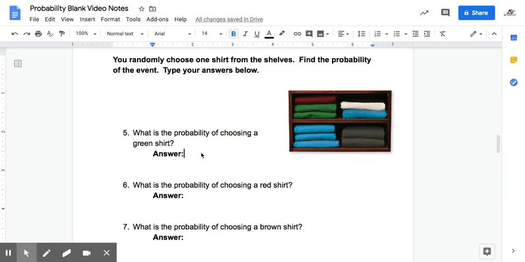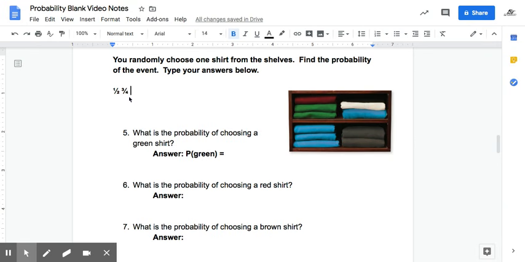So just to use the correct notation, I'm going to write the probability of choosing a green shirt. Now, type in these fractions, boys and girls. There is a way to do it on Google Docs. There's a lot of steps though to write a fraction. So we're just going to write it as, for example, 1/2. If my fraction is 1/2, I would just write 1/2. Or if your fraction is 3/4, you just write 3/4.